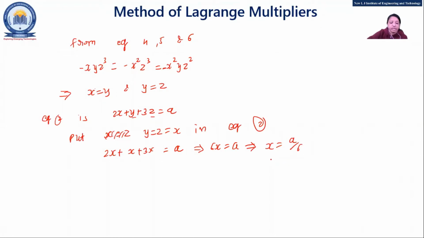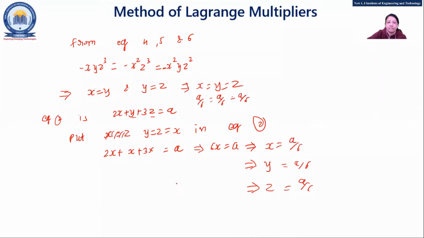Now you can put the value of x here and z equal to y, so you will get the value of y and z. You just need to solve the equation, and you will get all are a by 6. Or no need to go that way, because we know that x equals y equals z. So if x equals a by 6, obviously y equals a by 6 and z is also a by 6. Any doubt? All are the same, x, y and z.